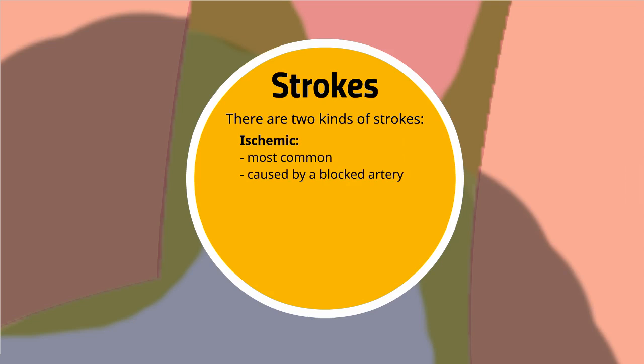Both strokes result in the death of brain tissue as they restrict the flow of oxygenated blood to the brain. Ischemic strokes are the most common of the two strokes and involve a blockage of an artery to the brain. This is most often due to the formation of a blood clot. These clots are caused by fatty acid deposits in the arteries restricting the flow of blood, which build up over time. Hemorrhagic strokes are much more severe.